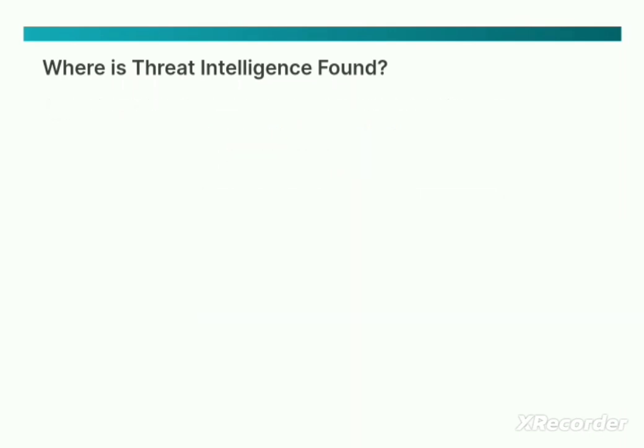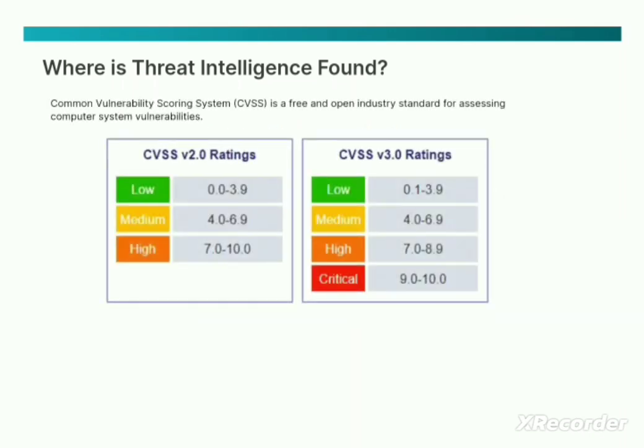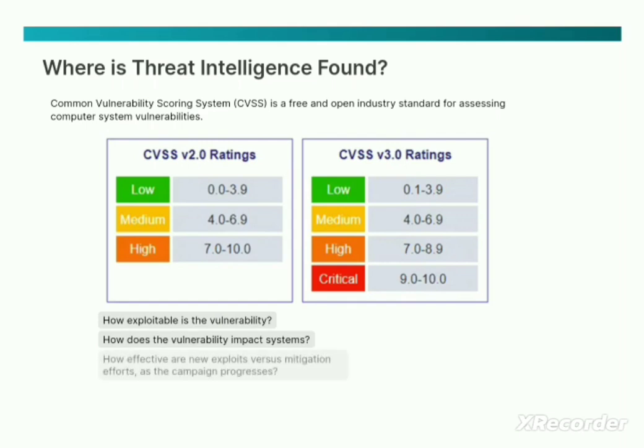There is also the Common Vulnerability Scoring System, CVSS. CVSS is a free and open industry standard used to assess computer system vulnerabilities. A CVSS assessment produces a numeric score to rate severity. The score, which rates the vulnerability from 0 to 10, 10 being the most severe, is computed using different sets of metrics. The metrics include factors such as how exploitable the vulnerability is, how the vulnerability impacts systems, and how effective mitigation efforts are against new exploits as the campaign progresses.